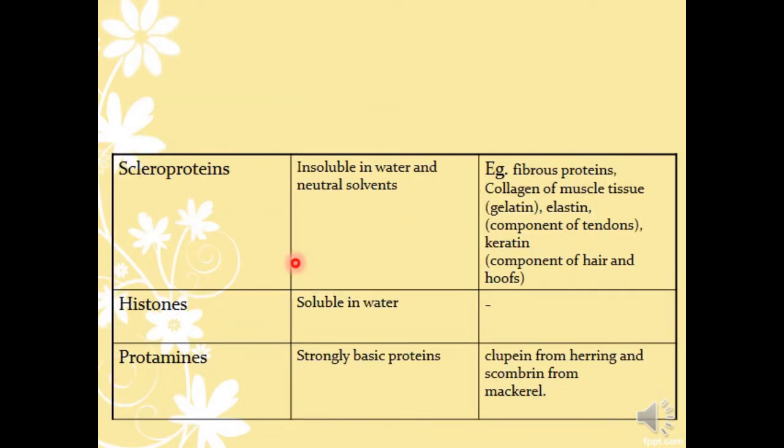Scleroprotein is insoluble in water and also neutral solvent. Examples of scleroproteins are the fibrous proteins: collagen of muscle tissue, gelatin, elastin, which is a component of tendon, and keratin, which is a component of hair and hoof. Next is histone. Histone is soluble in water. And then last is protamine, which is a strongly basic protein and can be found in herring, and scombrin from mackerel fish.